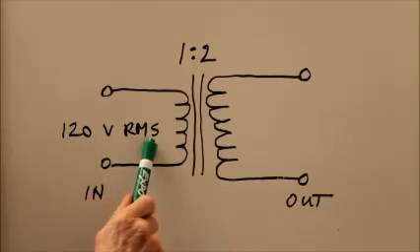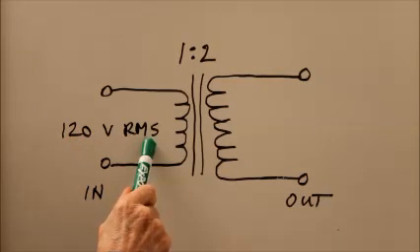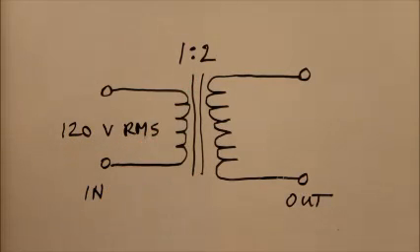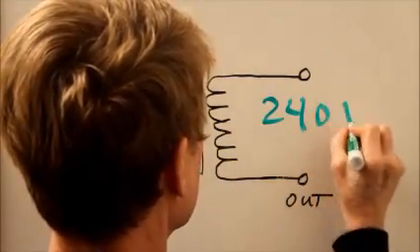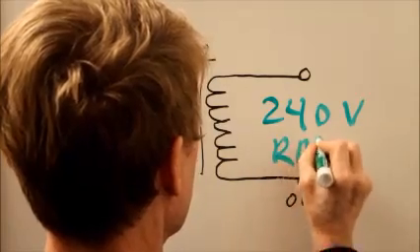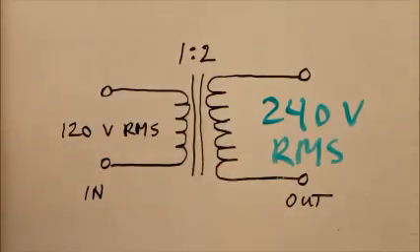We put 120 volts RMS AC into this primary winding, just what you would get out of the standard utility outlet in the United States, 120 volts RMS. That will produce 240 volts RMS here, because the voltage transformation ratio is the same as the turns ratio.